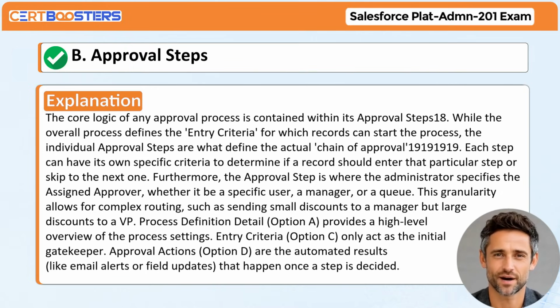Entry criteria, Option C, only act as the initial gatekeeper. Approval actions, Option D, are the automated results, like email alerts or field updates, that happen once a step is decided.